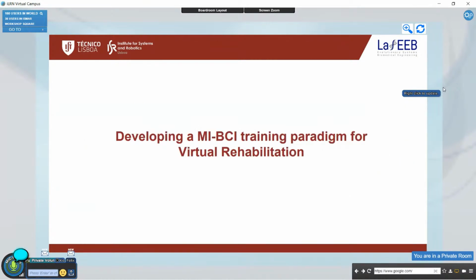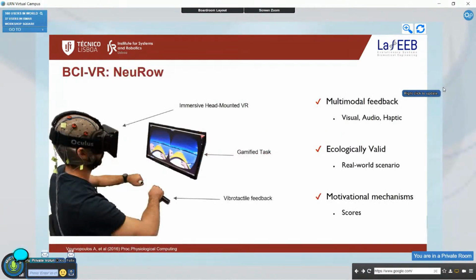Going a step further, we don't want only to engage similar EEG patterns as the motor execution, but we also want to engage the subject in the rehabilitation training by introducing new motivation and engagement mechanisms. To do this, we designed a new training task, which is called Neuro. It's a rowing game, where the feedback is again delivered through a head-mounted VR, showing the upper limbs in the first-person perspective. It delivers multimodal feedback: visual through the head-mounted VR, spatial audio, and also haptic feedback. In addition, we try to make it as ecologically valid as possible with a real-world scenario instead of abstract feedback. And we also introduce some motivational mechanisms such as scoring and different levels.